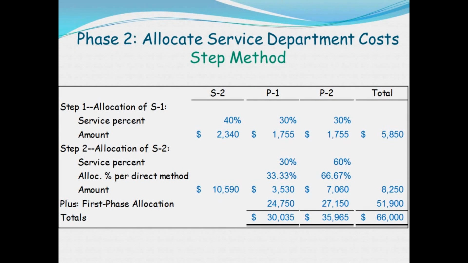So we know that we allocated service department 1, if you go back to the given information, 40%, 30%, and 30%. And we knew that there were 50 total costs in service department 1. So you just divide it up among the 3 other departments: 40%, 30%, 30%.